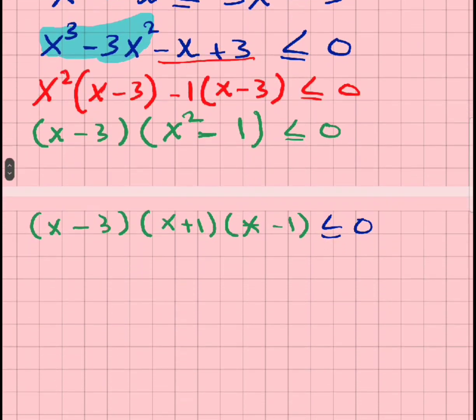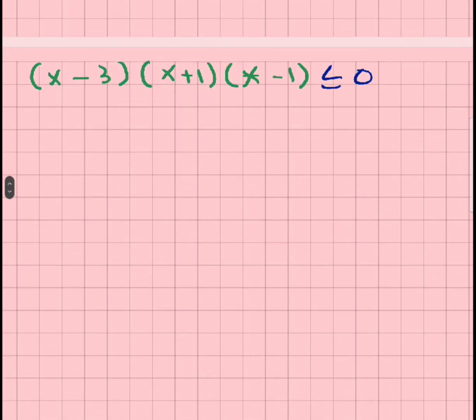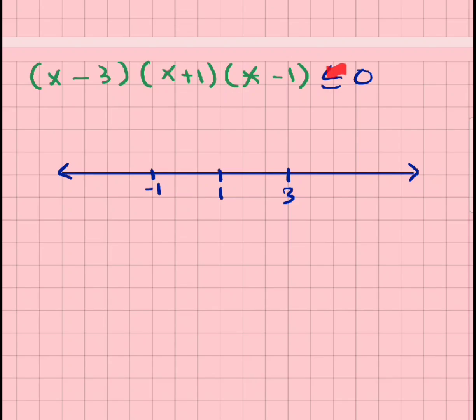So now let's create the number line. So there's 3 points of interest. So we have negative 1, 1, and 3. And then to the right we have positive infinity and negative infinity on the left.